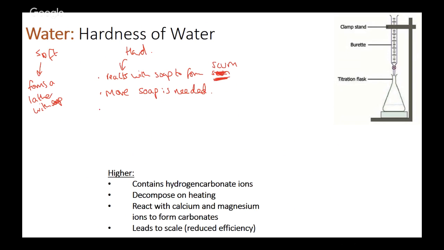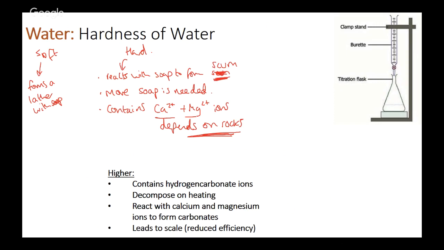And the hard water then contains ions. You need to know the names of these ions. It's hard because it contains calcium and/or magnesium ions. It all depends on the rocks that the water lands on in the water source. And as the water lands on these rocks, then these calcium and magnesium ions dissolve into the water.